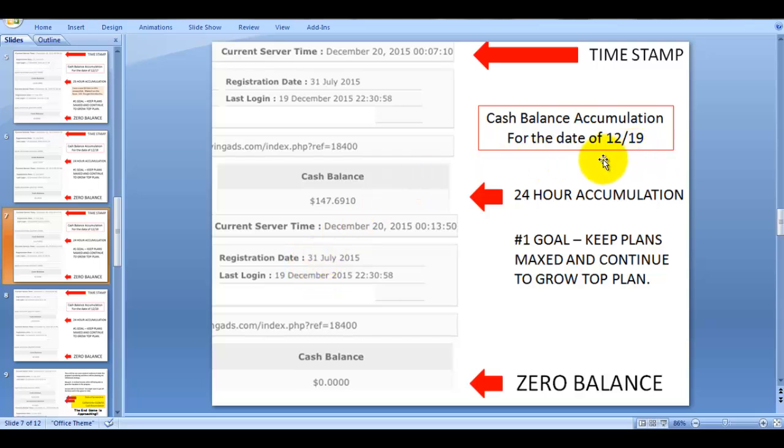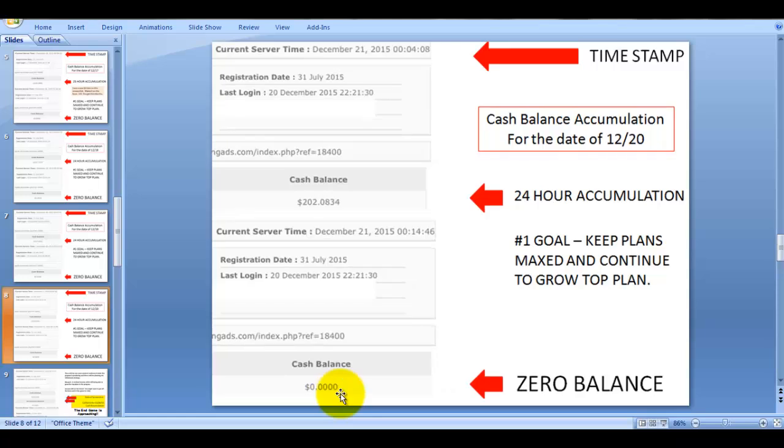All right, my next slide is for 12/19. You can see that I'm 7 minutes into the day of December 20th. I have accumulated $147.69, and then about 6 minutes later, 7 minutes later, we've got our zeroed out balance. My last day of the week is the 20th. You'll see here that I'm about 4 minutes into December 21st. I have just over $200 in accumulated cash, and then about 10 minutes later I've got my zeroed out cash balance.